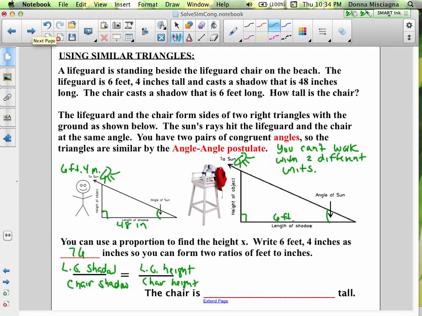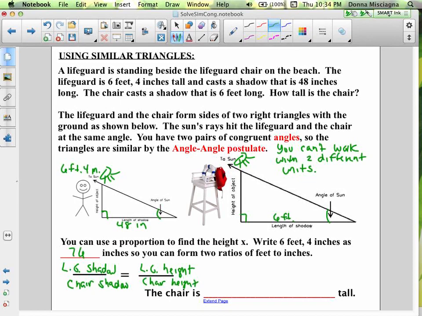Now if we set it up this way, we can have inches in the numerator and feet in the denominator, and it should work out. If you have any problems though, because we've got everything lifeguard is in inches, if you have any problems, you can just make everything in inches and then you don't have to worry about it. Let's try it both ways and see if we get the same answer.